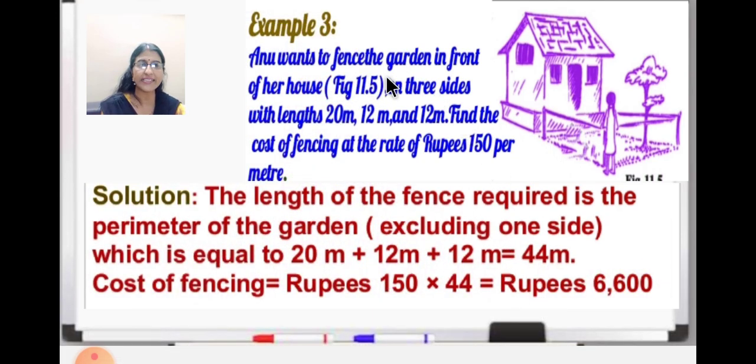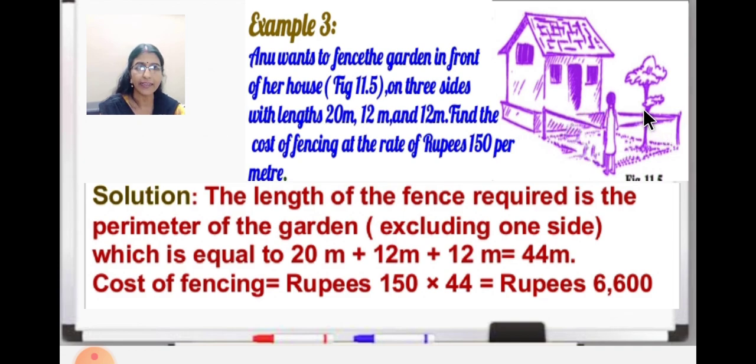Anu wants to fence the garden in front of her house on 3 sides with lengths 20 meter, 12 meter and 12 meter. Find the cost of fencing at the rate of rupees 150 per meter. Now we have learnt in 6th standard, fencing the garden means we have to find out the perimeter. So here the length of the fence required is the perimeter of the garden, excluding one side. You can see here the house is there on this side. So this we will not take.